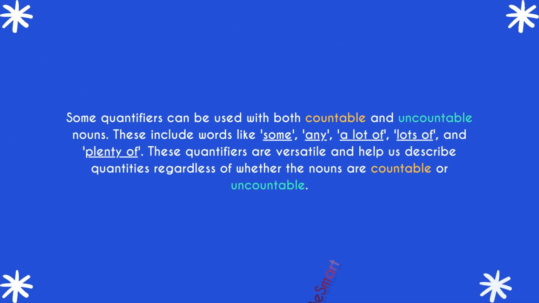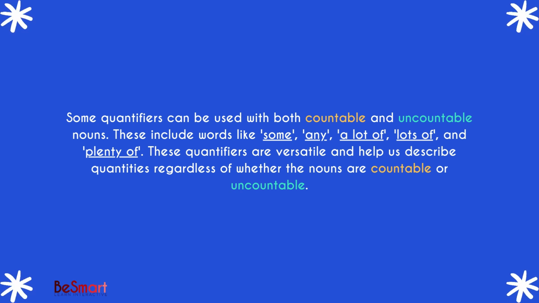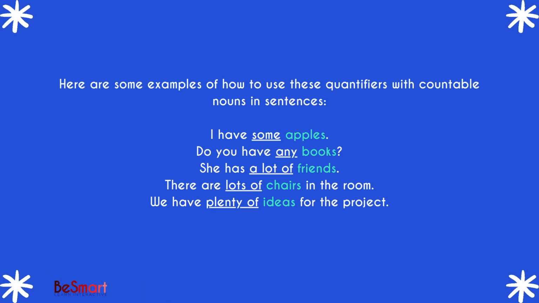Some quantifiers can be used with both countable and uncountable nouns. These include words like some, any, a lot of, lots of, and plenty of. These quantifiers are versatile and help us describe quantities regardless of whether the nouns are countable or uncountable. Here are some examples of how to use these quantifiers with countable nouns in sentences.